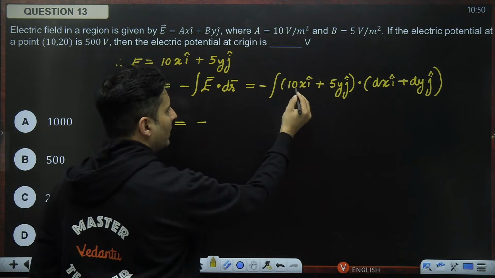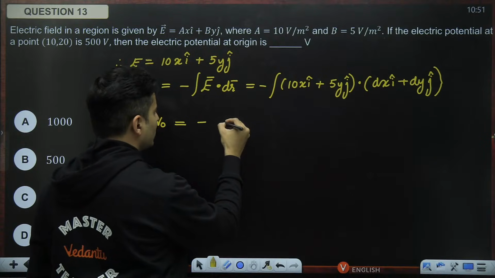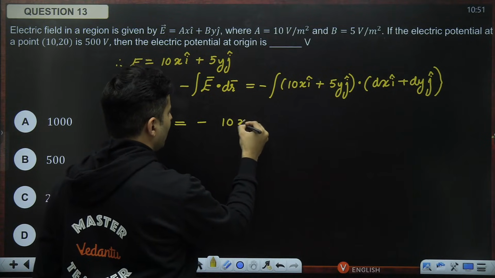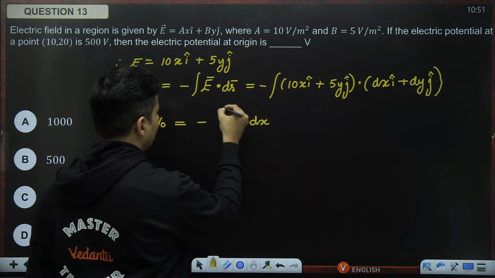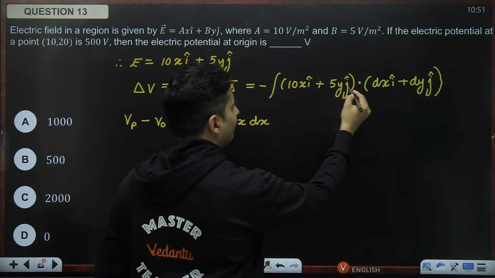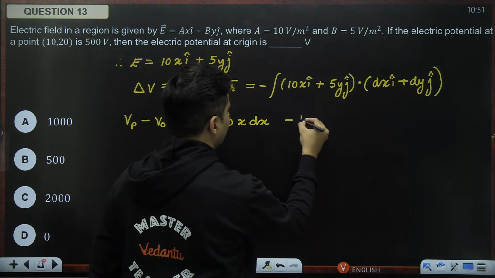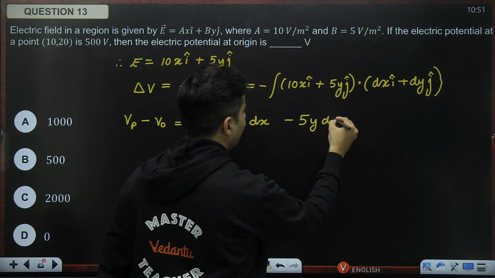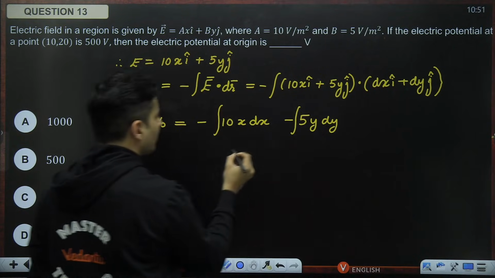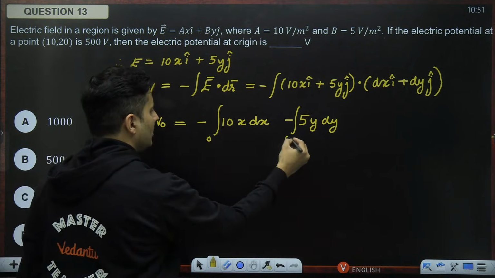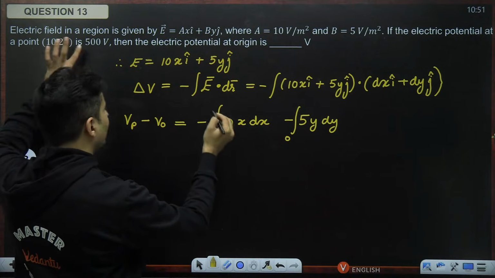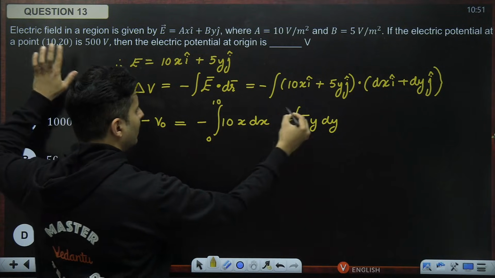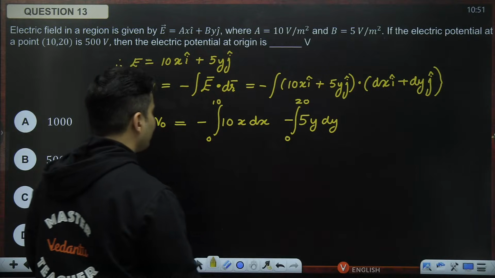When I do the dot product, 10x will multiply with dx, so I will have 10x dx integration, and 5y will multiply with dy, so minus 5y dy integration. Initially I was at origin, finally I will be at this point 10 comma 20, so x coordinate is 10, y coordinate is 20. That's it.